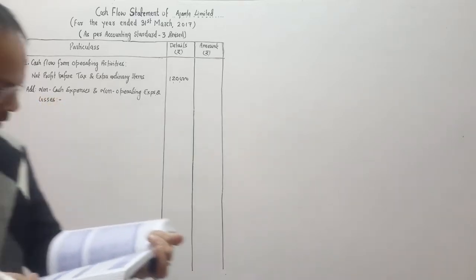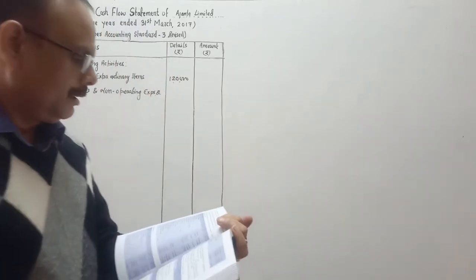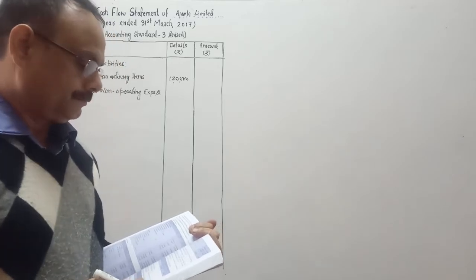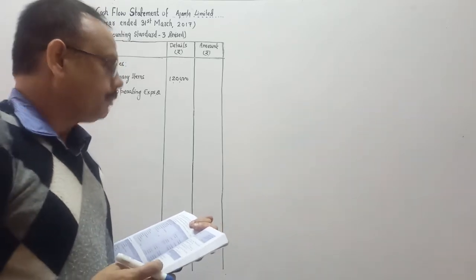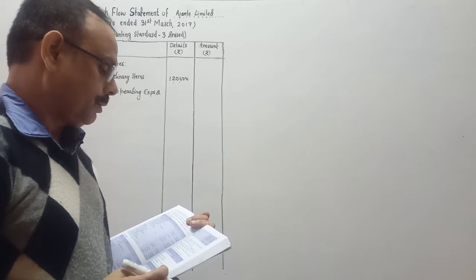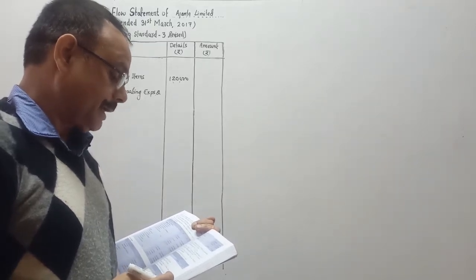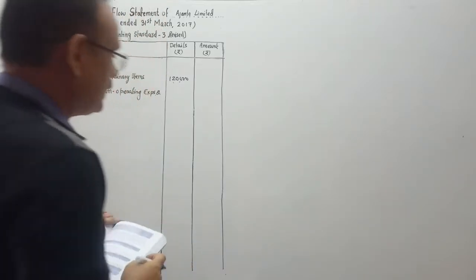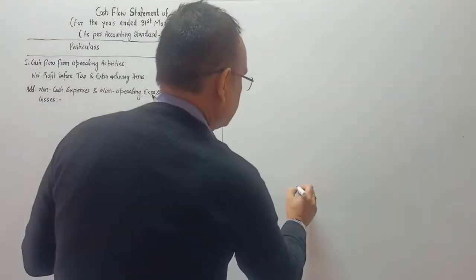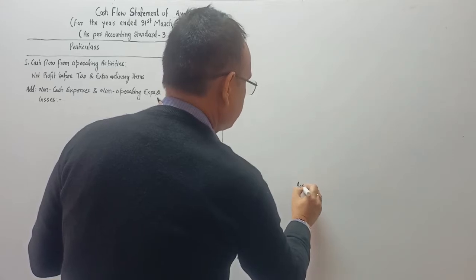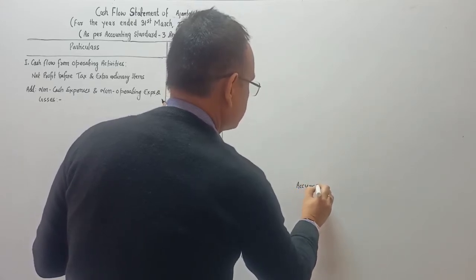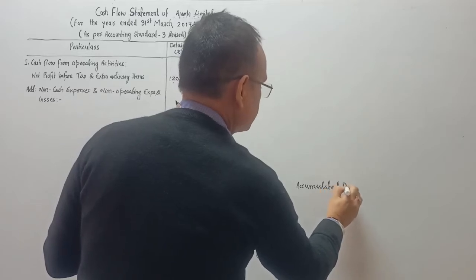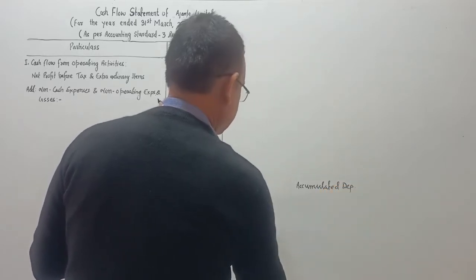So here see non-cash expenses. So there is a matter of depreciation. Okay. So we will prepare to know the non-cash expenses related to the depreciation. So we will prepare one ledger related to non-cash expenses. Accumulated depreciation is given. Okay, accumulated depreciation.